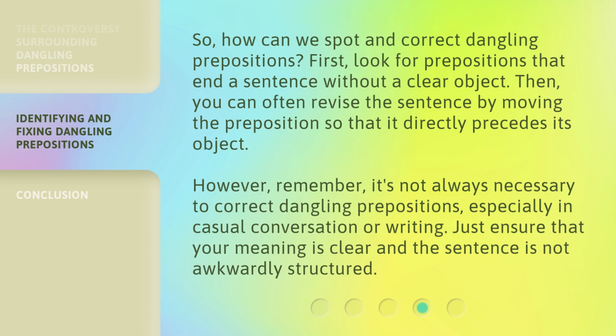So, how can we spot and correct dangling prepositions? First, look for prepositions that end a sentence without a clear object. Then, you can often revise the sentence by moving the preposition so that it directly precedes its object. However, remember, it's not always necessary to correct dangling prepositions, especially in casual conversation or writing. Just ensure that your meaning is clear and the sentence is not awkwardly structured.